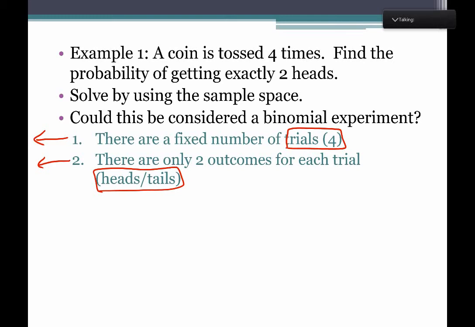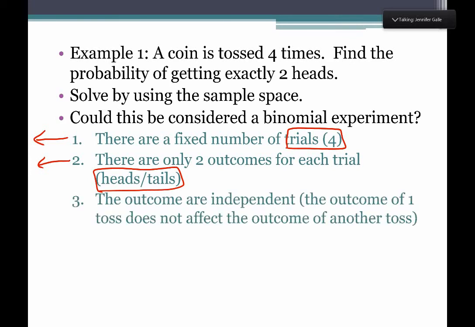All right, property number 3 says our trials need to be independent of each other. So the outcomes are independent. The outcome of one toss does not affect the outcome of another toss. If you need to write that down, or if you feel really comfortable with the idea of independent events, then I would just put the outcomes are independent. Or if you want to write the piece I've underlined, it's kind of up to you what you need.